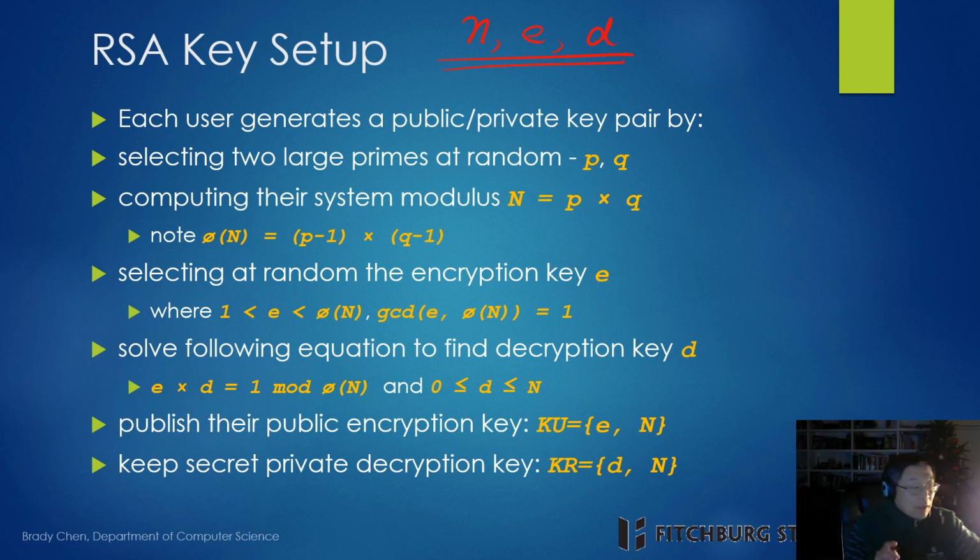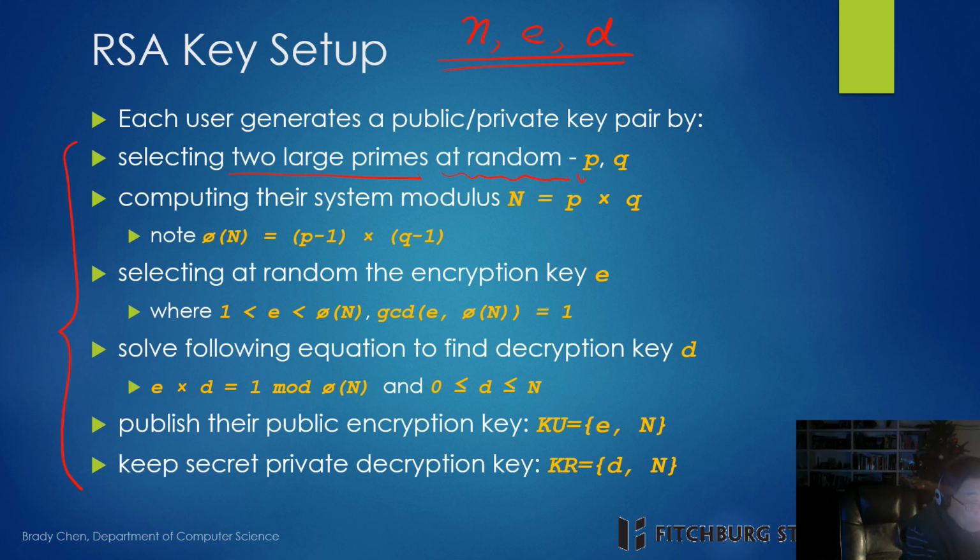Okay, so now let's talk about how to generate this public key and private key pair. Here's the process of generating the public key and the private key. Step number 1, we need to select 2 large prime numbers at random.